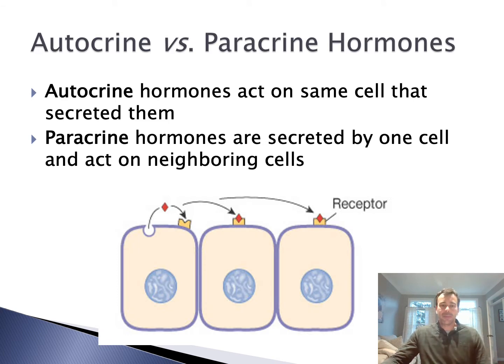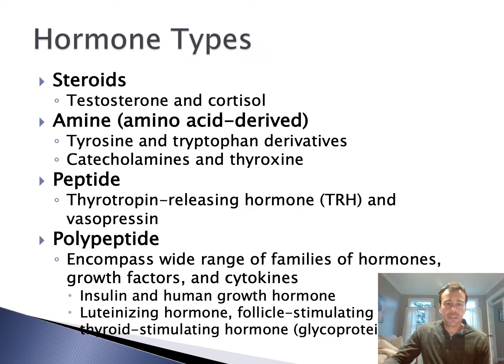In general, there are two types, autocrine versus paracrine. Autocrine hormones act on the same cell that secreted them, shown here, whereas a paracrine hormone is secreted by one cell and acts on neighboring cells, shown here. Pretty simple concept. There are four classes of hormone types at a high level. The first one being steroids, the second one amine-derived hormones, and then peptide hormones and polypeptide hormones can kind of get mixed together, but we'll talk about each of these classes.